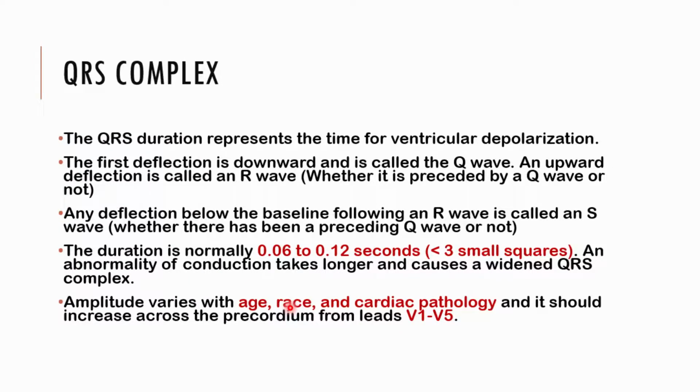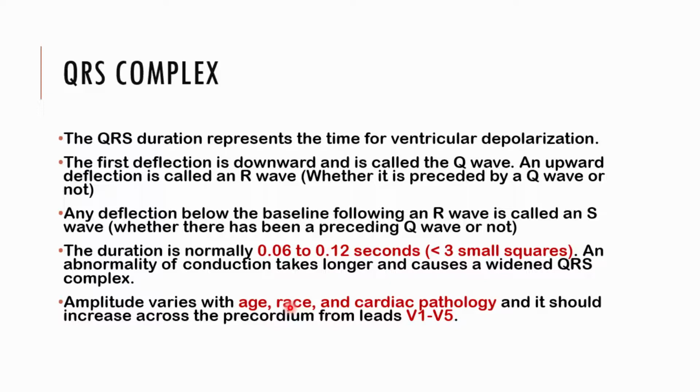Then moving on to the QRS complex, remember that this QRS complex is simply going to be representing ventricular depolarization. So the first deflection is usually a downward deflection, but it's not always that you have a downward deflection. Sometimes you may have a downward deflection in certain leads, sometimes you may not. So if there is a downward deflection, you refer to that as a Q wave. So that's the Q wave, the first downward deflection.